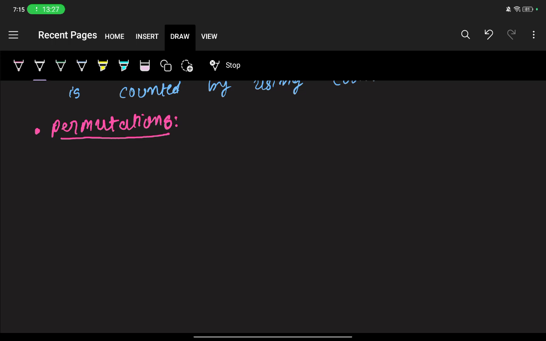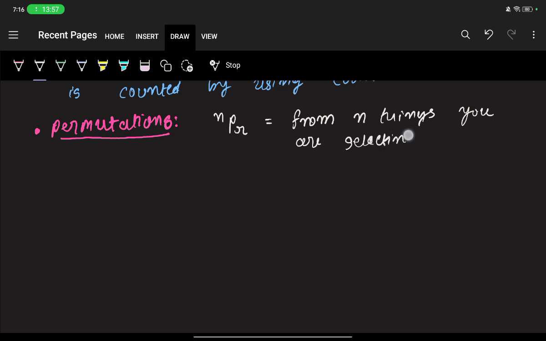So permutations is represented by NPR. It can be defined as the number of ways in which R things at a time can be selected and arranged from amongst N things. From N things you are selecting R things. So the keyword here is arrangement.